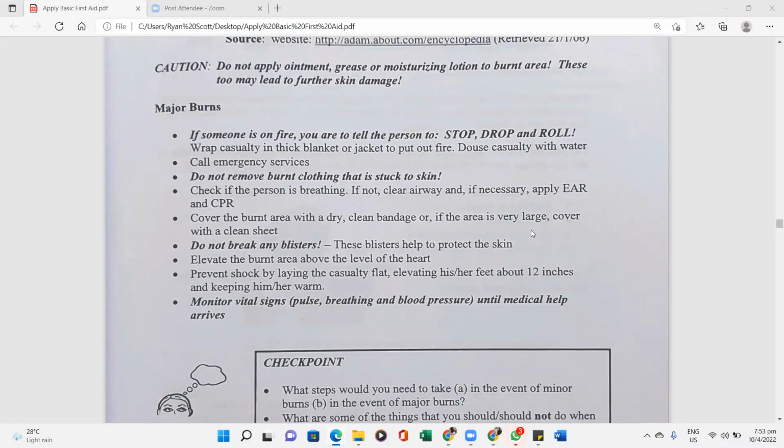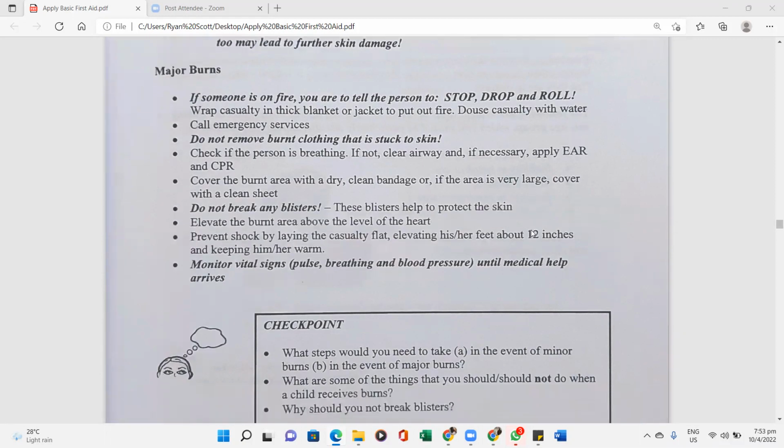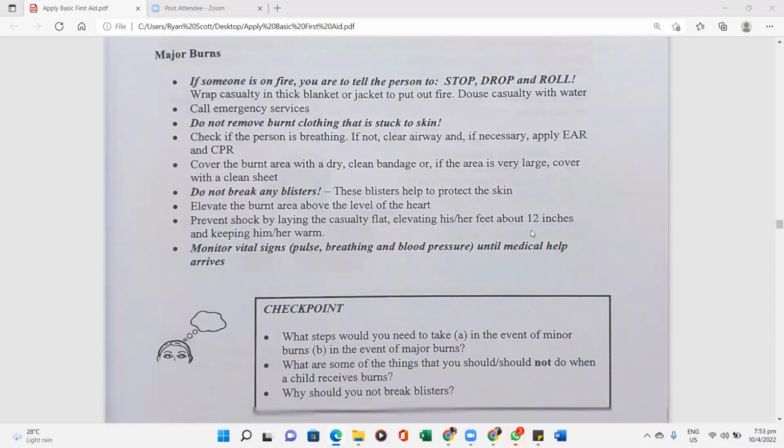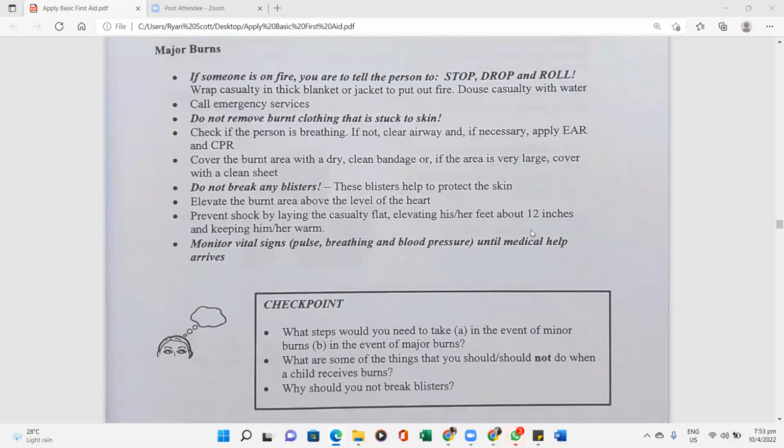Prevent shock by laying the casualty flat, elevating his or her legs about 12 inches, and keeping him or her warm. So you need to keep them warm, all right? And you need to elevate their legs. I don't know if you ever look in the movies and see persons who are burnt up, they put their hands up in the air and they put their legs up in the air. Did you ever think about why they did that?